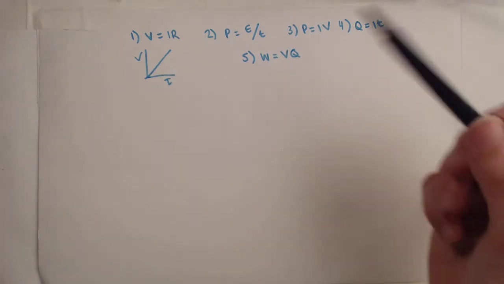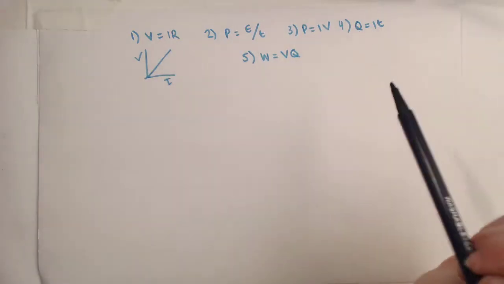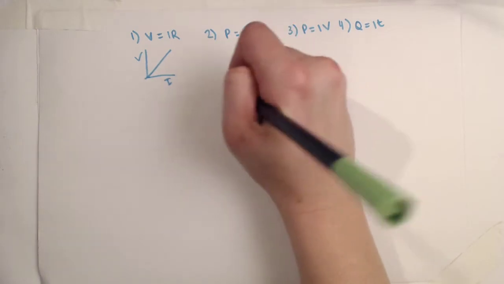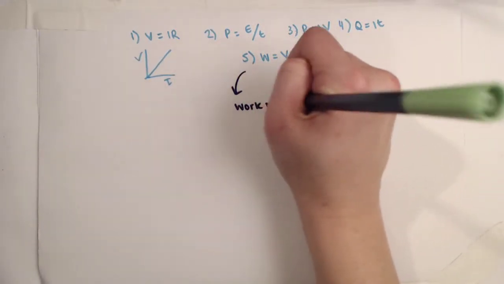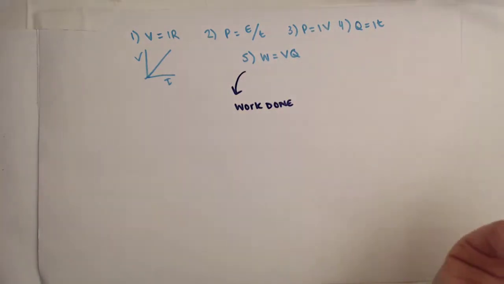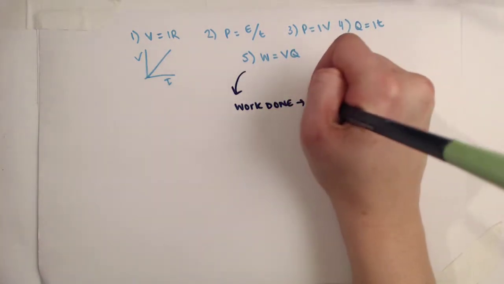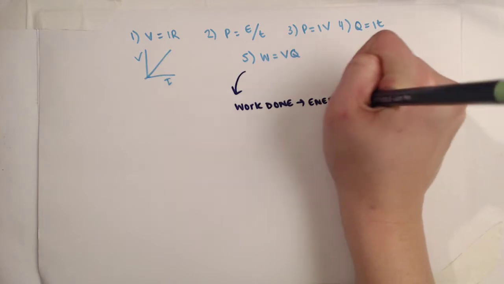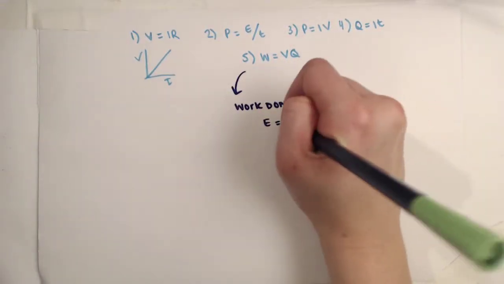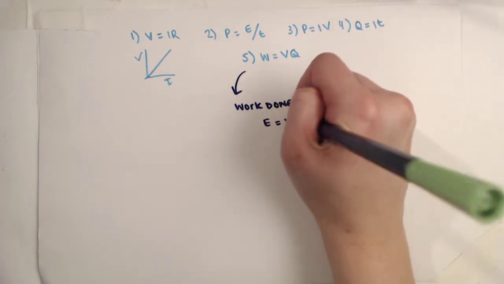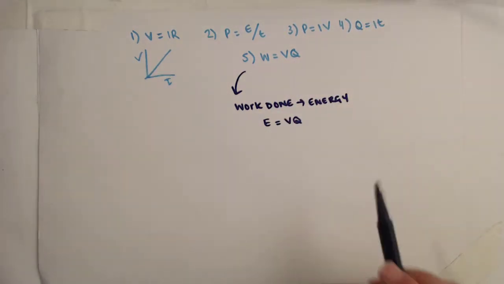So what I'm going to try and do is make this list a little bit shorter. So let's start off with equation 5. Work done. Work done is a type of energy. So if it's a type of energy, we can replace W with E. So energy is voltage times charge, right?